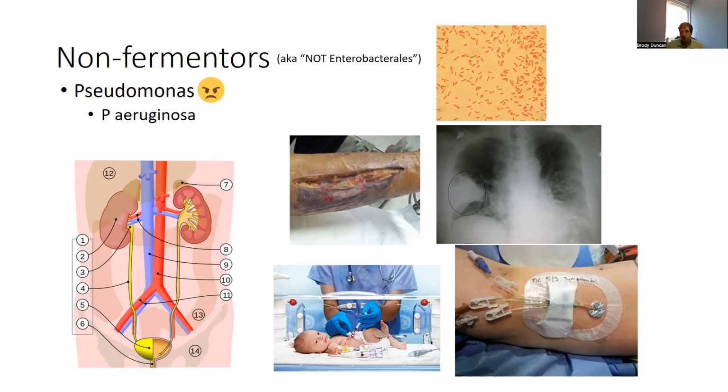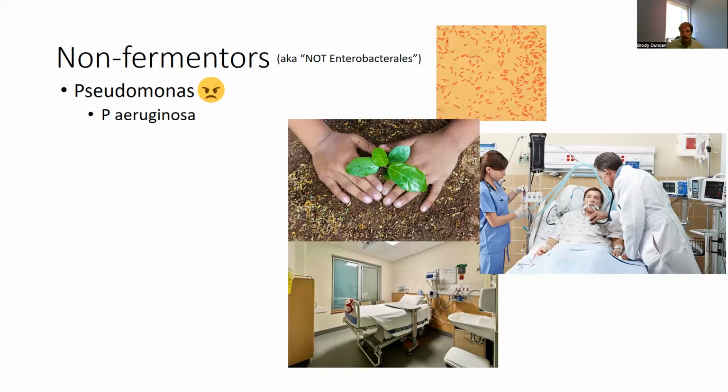However, Pseudomonas aeruginosa has a very different epidemiology compared to enterobacteriales. So when we talked about things like E. coli, they are normal parts of everyday flora. Most people walking around in the community have E. coli in their gut. Pseudomonas aeruginosa is not like that. Pseudomonas and its cousins actually live in the environment, especially associated with soil, with plants, with water. So they're kind of used to living in these weird nutrient-deprived environments.